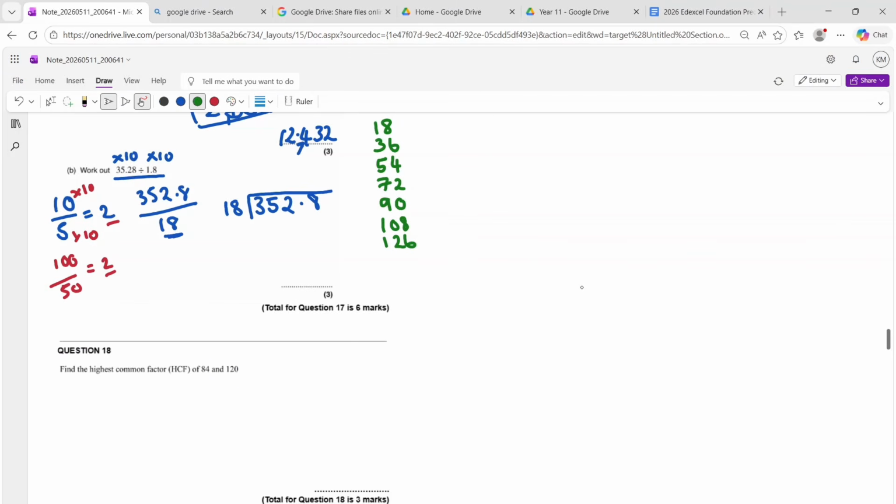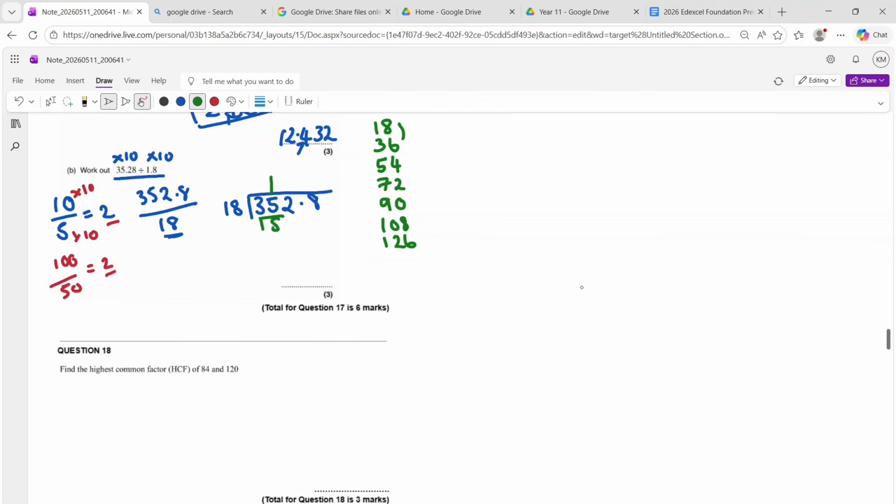Right, so 18s into 35. Well, that only goes once because 2 18s is 36. So it only goes in once into 35, 18s into 35. And then I've got to work out my remainder from 35 to 18, what's left over.